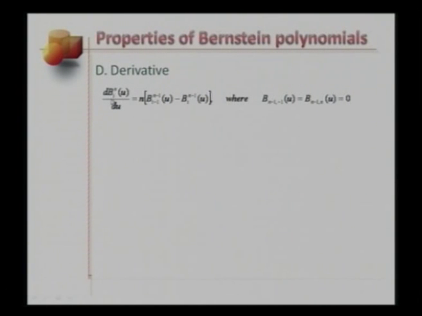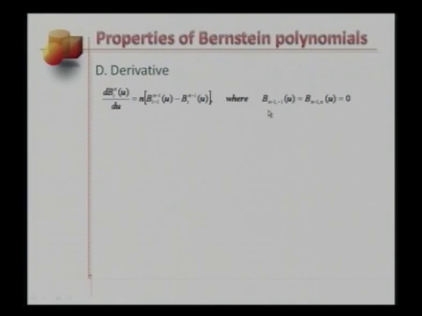We already know how Bernstein polynomials are expressed as functions of u. The first derivative of an nth degree Bernstein polynomial is given by b sub i minus 1 super n minus 1 minus b sub i super n minus 1. Here we follow a convention. b sub n minus 1, sub minus 1 is equal to 0, and b sub n minus 1, sub n is equal to 0.